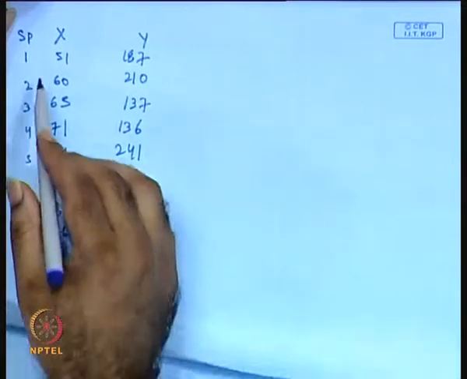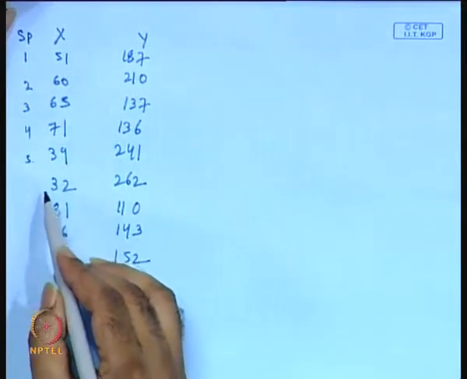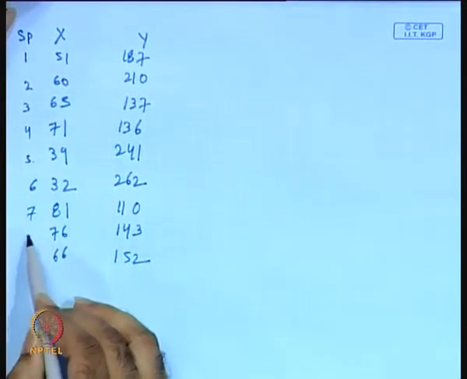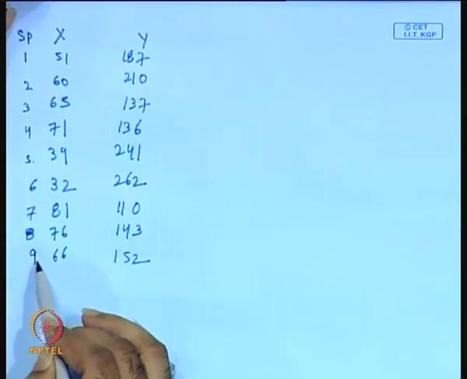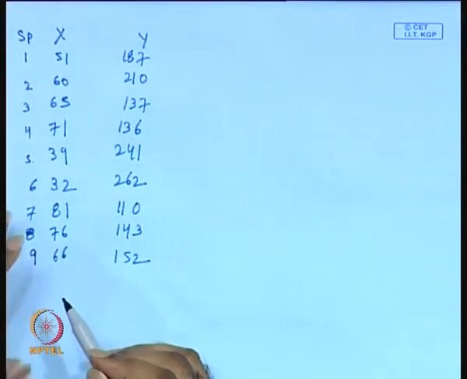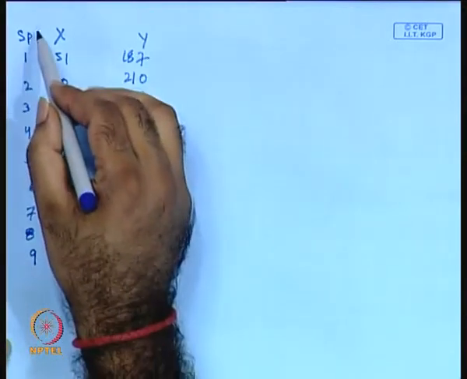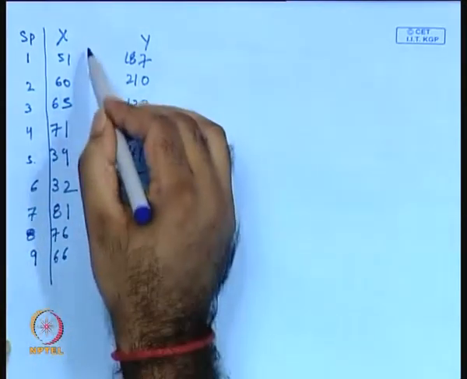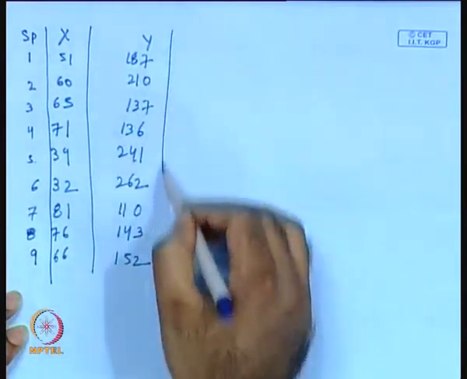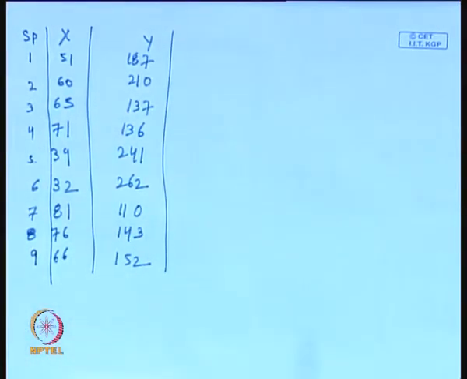So, that means 1, 2, 3, 4, 5, this is 6, this is 7, 8, 9. So, there are 9 sample points. These are the sample points, these are the x series and these are the y series. Since x has 9 sample points and y has 9 sample points, this system is okay now. So, the model can be estimated.